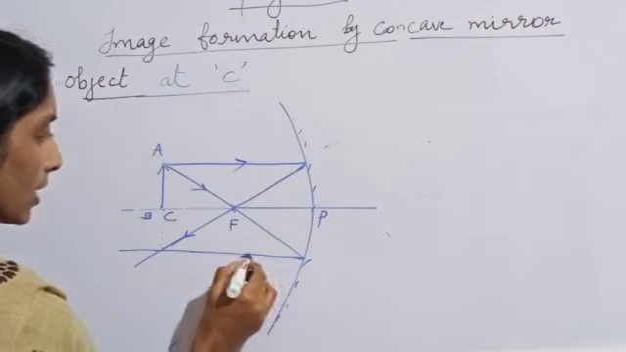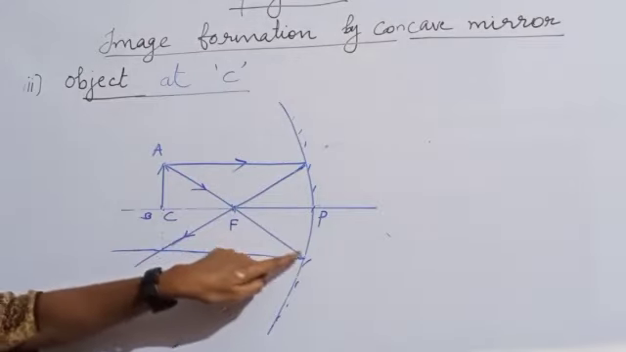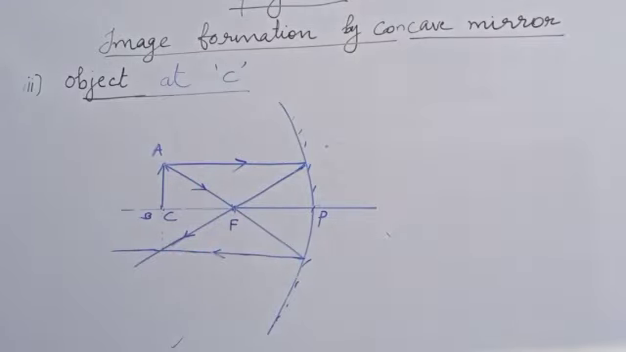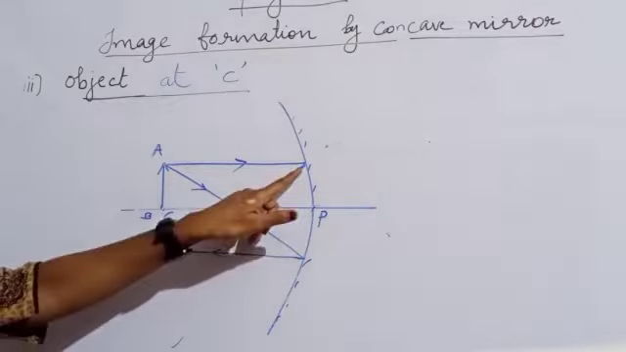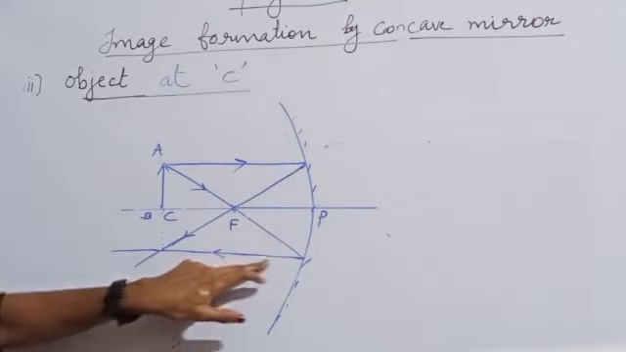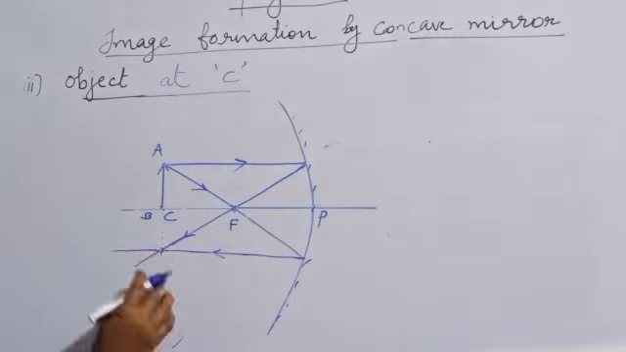Okay, so you will get a light ray like this, reflected parallel to the principal axis. A ray passing through the principal focus, after reflection, emerges parallel to the principal axis. So these two reflected rays, one is this, another one is this, are intersecting at a point here. That is the point where the image is formed.